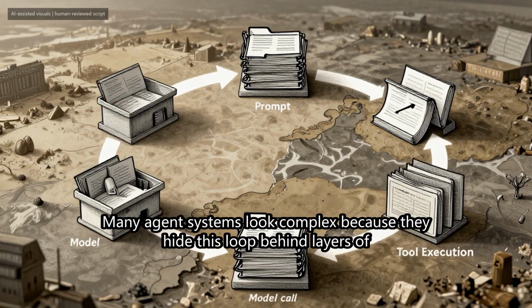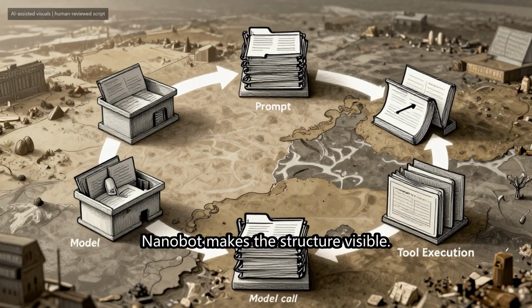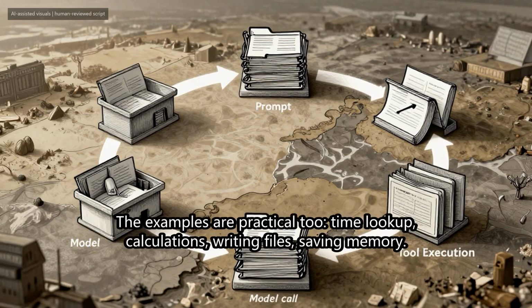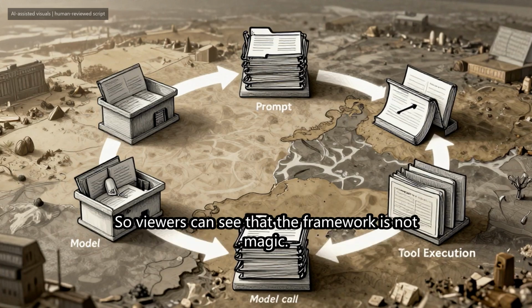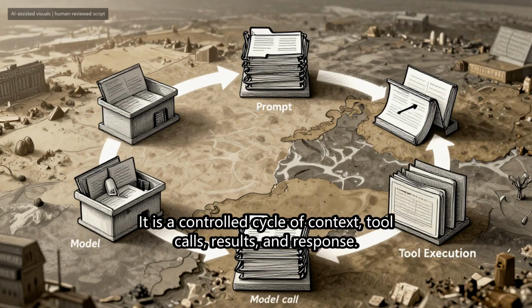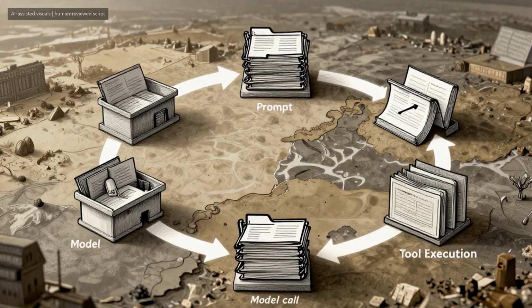Many agent systems look complex because they hide this loop behind layers of abstraction. Nanobot makes the structure visible. The examples are practical: time lookup, calculations, writing files, saving memory, so viewers can see that the framework is not magic. It is a controlled cycle of context, tool calls, results, and response.